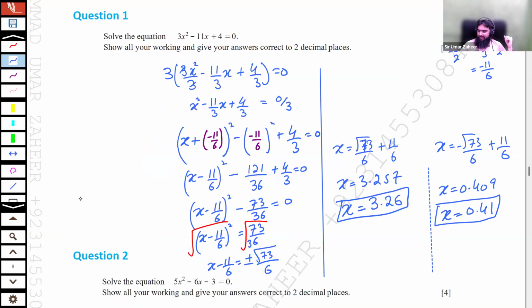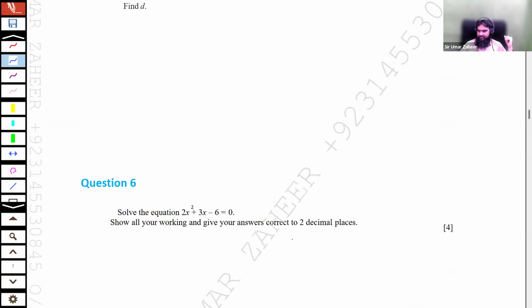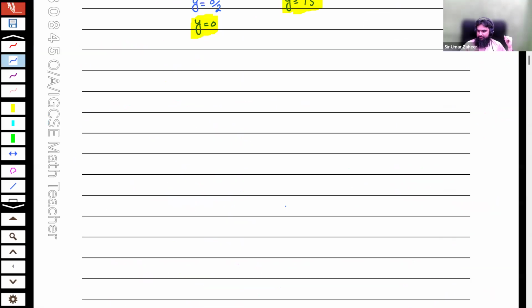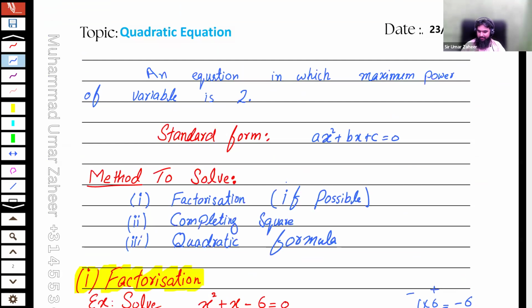Inshallah, in the next class, we will practice these methods. We will do different questions and we are going to do the quadratic formula, which is the easiest one. Yes, everyone. Any question about the quadratic equation? No, sir.